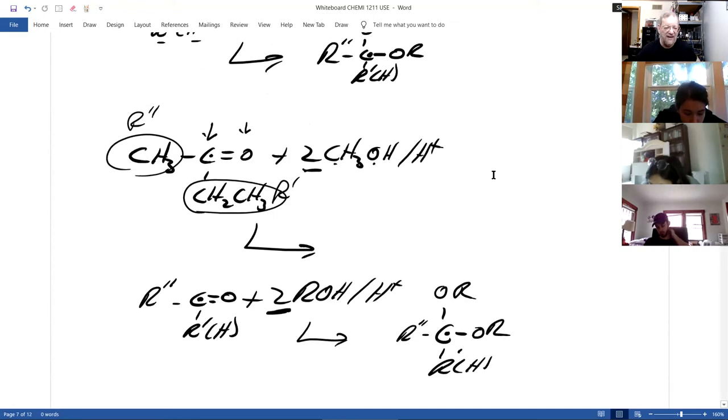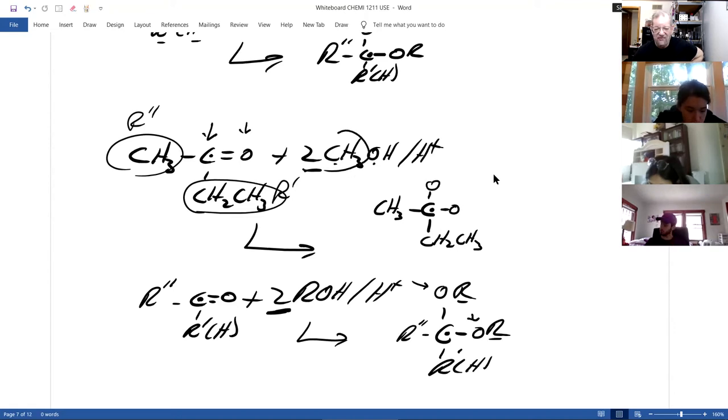So if we go back up here, I'm going to do my carbonyl carbon, which is no longer a carbonyl, but this carbon was attached to it, R prime, ethyl, and methyl. And then I'll have my two oxygens. And then on each one, my R group was methyl.